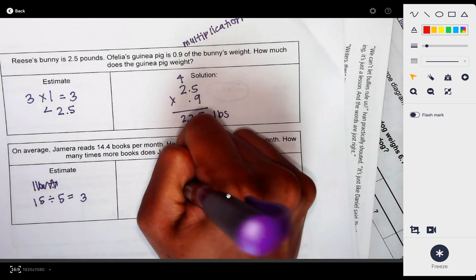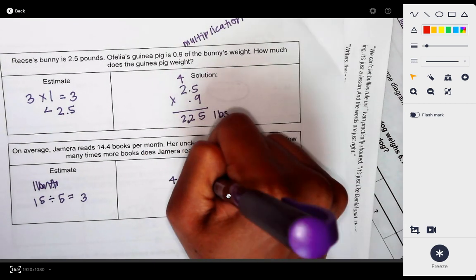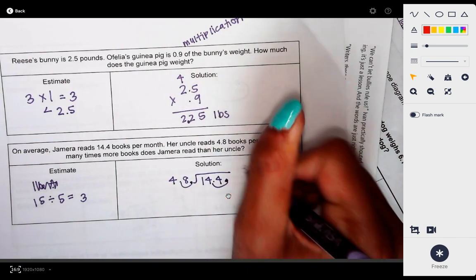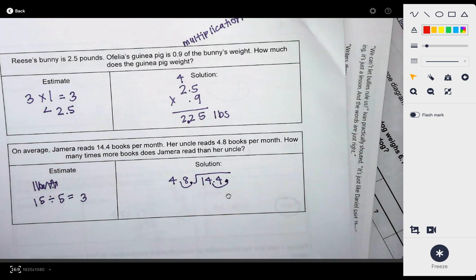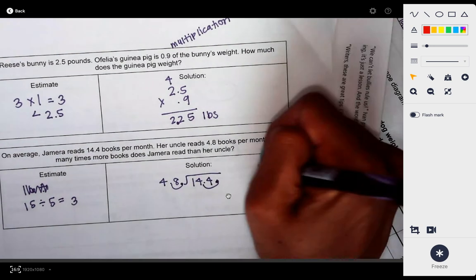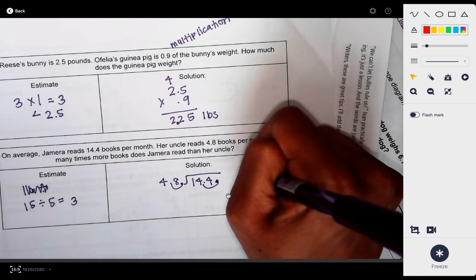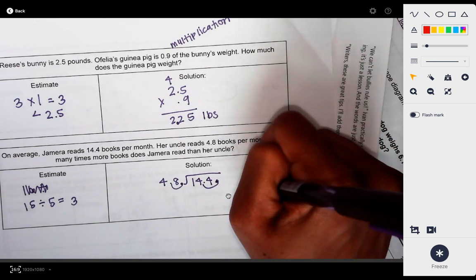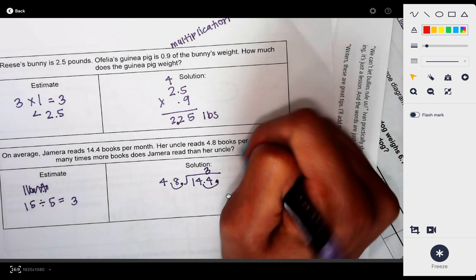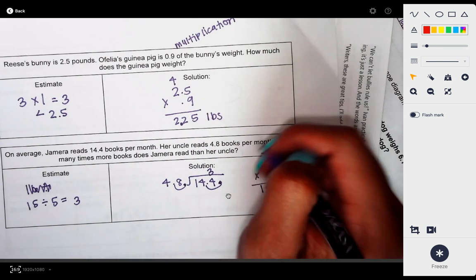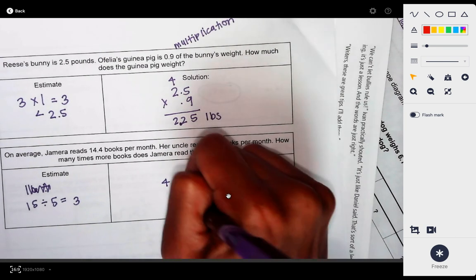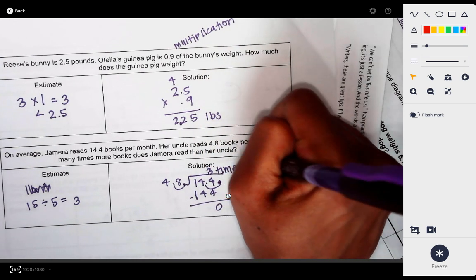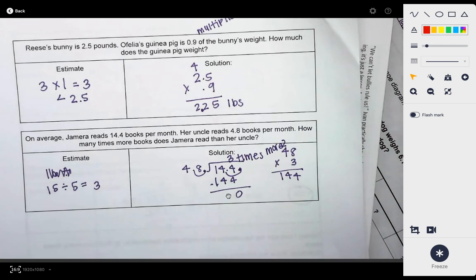So 4.8, 14.4, 48, 144. So I know that 50 goes into 150 about 3 times, so I'm going to check. Great. 3 times 4.8, or 48, excuse me, is 144. So Jamera reads 3 times more, and that is spot on with my estimate.